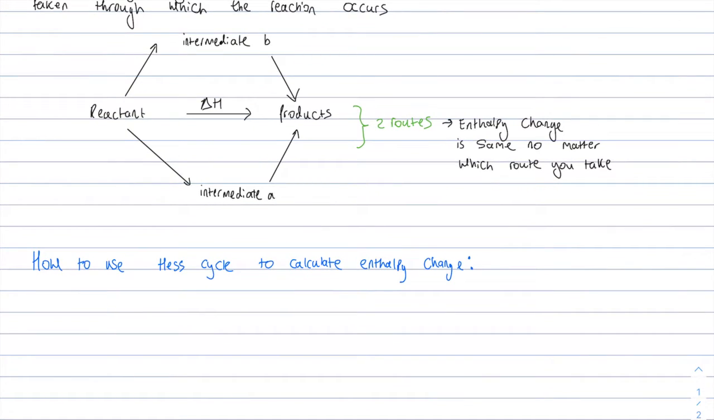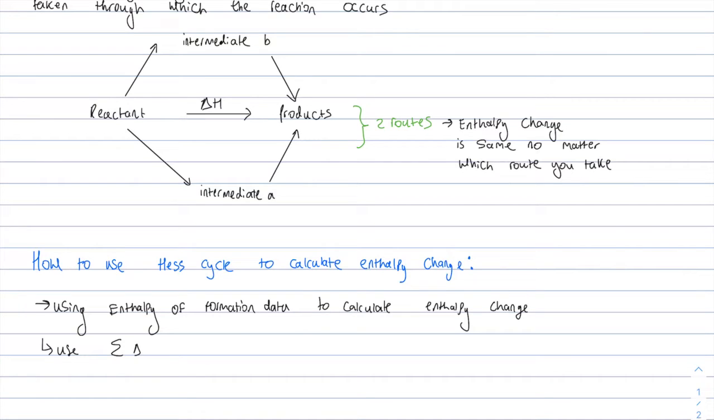On to how to use Hess's cycle to calculate enthalpy change. So, to answer these questions, you must pay close attention to what information you are provided with in the question. So if you're provided with enthalpy of formation data, then to calculate enthalpy change, you need to do the sum of the enthalpy of formation of the products subtracted by the sum of the enthalpy of formation of the reactants. What do I mean by this?